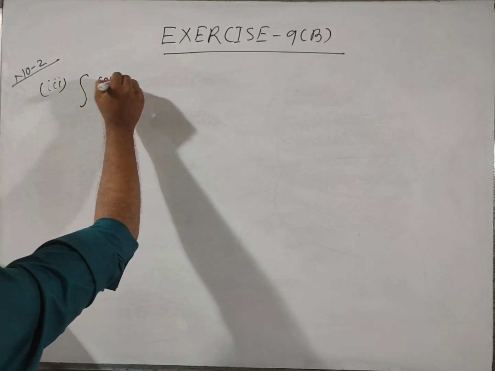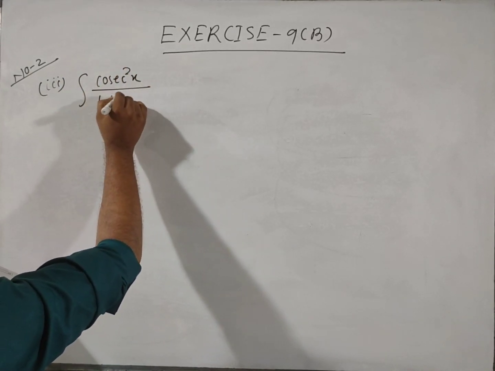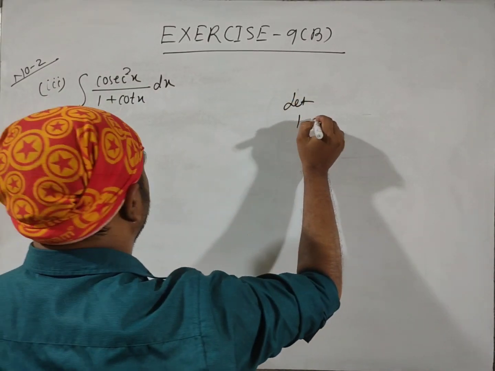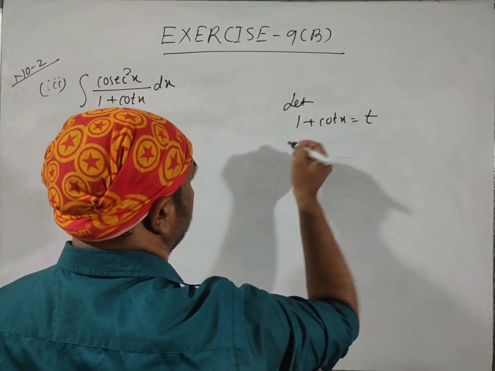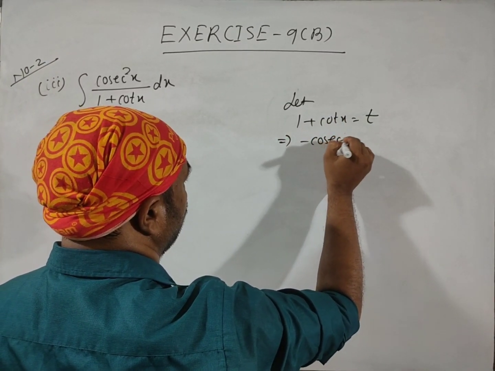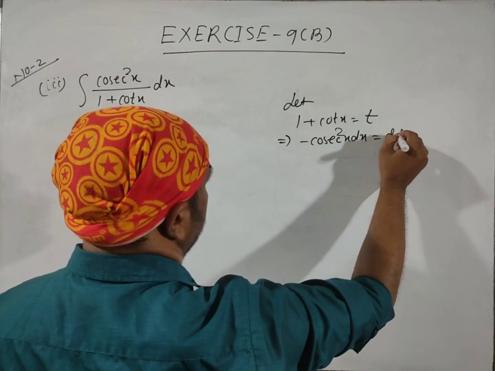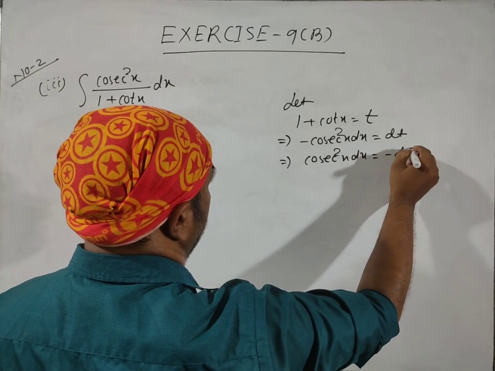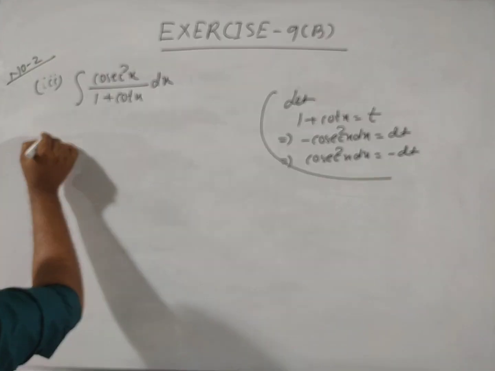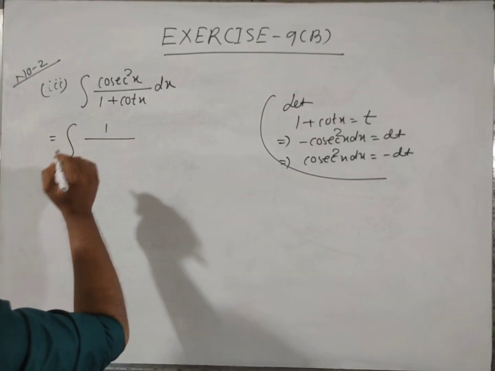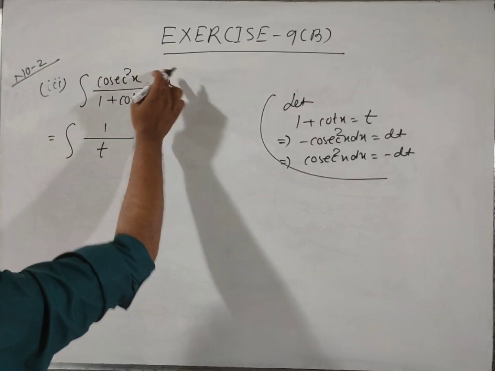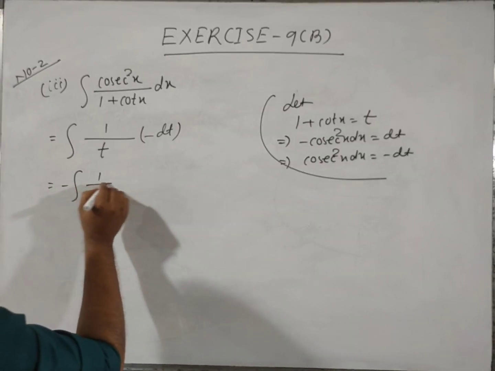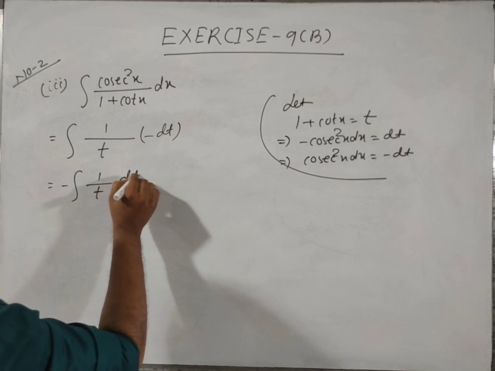Integral of cosec square x divided by 1 plus cot x dx. Let 1 plus cot x be t, then it will be minus cosec square x dx is dt. That implies cosec square x dx is minus dt. Integral of 1 upon t, in place of cosec square x dx we can write minus dt, then it will be in the form of minus multiplied with the integral of 1 by t dt.